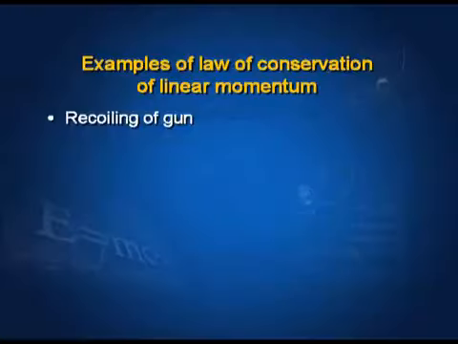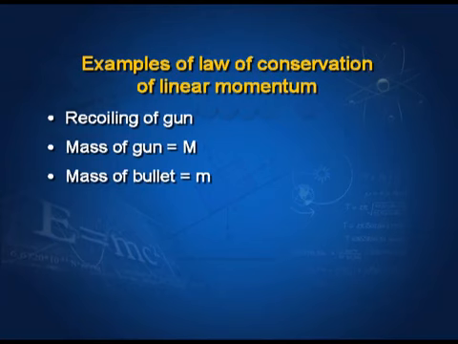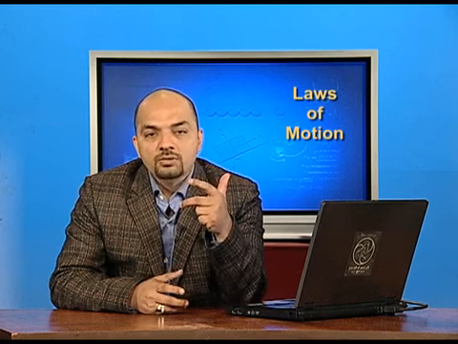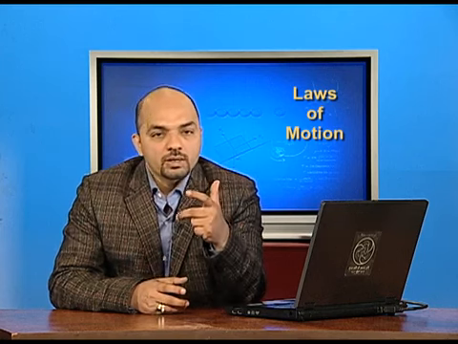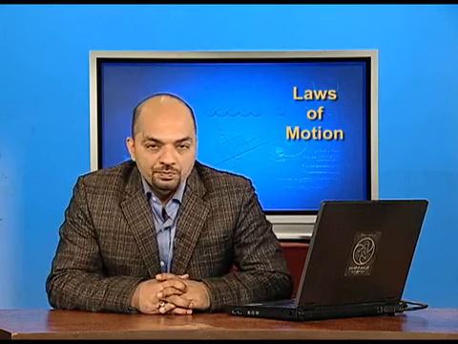For example, recoiling of the gun. Let we have a gun of mass M. Mass of the bullet is small m. Initially, the mass of gun and mass of the bullet both are to be taken together, and the velocity of the system is 0. So, initial linear momentum of the system is 0.